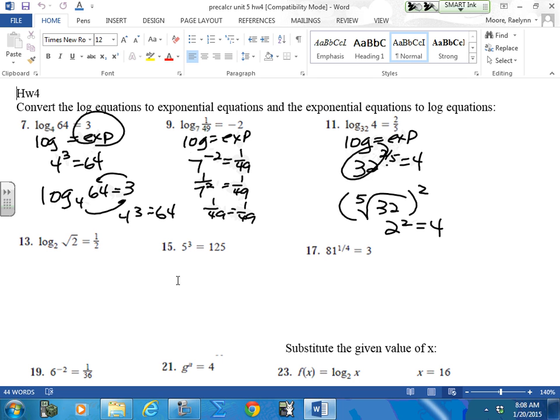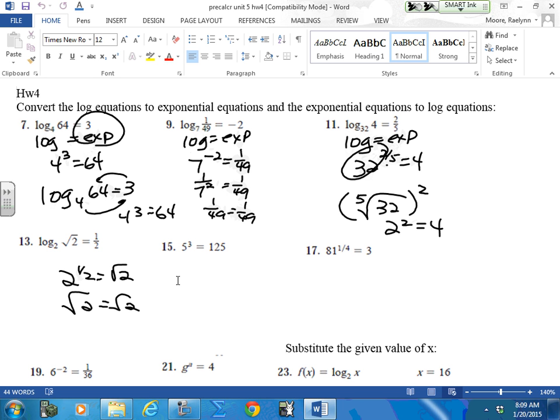Can anybody turn number 13 into an exponential equation? Manassas? 2? Good. 2 to the 1/2 is radical 2. Now the 1/2 is the same as the square root. There's your radical 2. Okay?